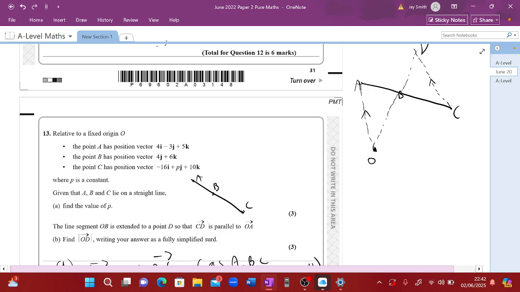Well, I'm going to make use of this fact first of all. C to D is parallel to OA, so that's going to be another multiple of OA. I'm going to call this multiple lambda. You can call it any letter you want, actually. You can call it n, I guess, if you're not comfortable with lambda. I'm going to call it lambda. There we are. Lambda of OA. So that's just another scalar multiple.